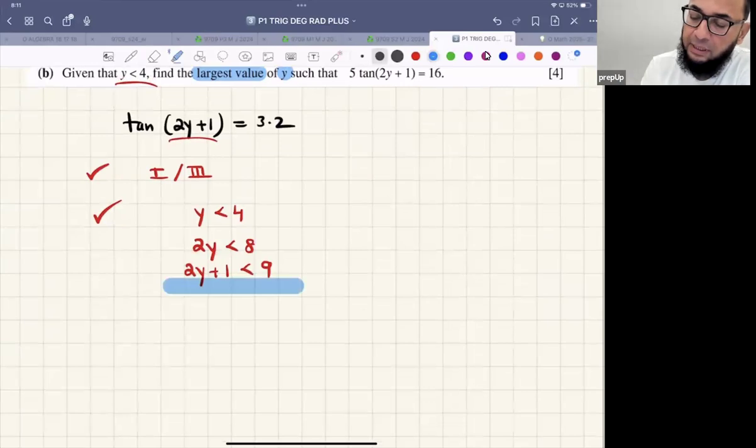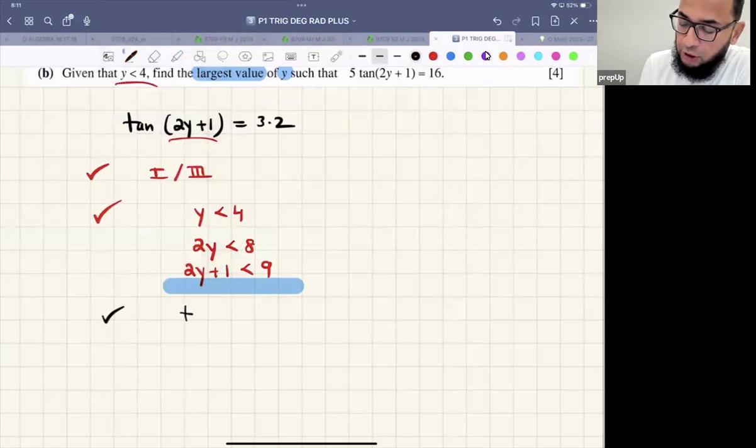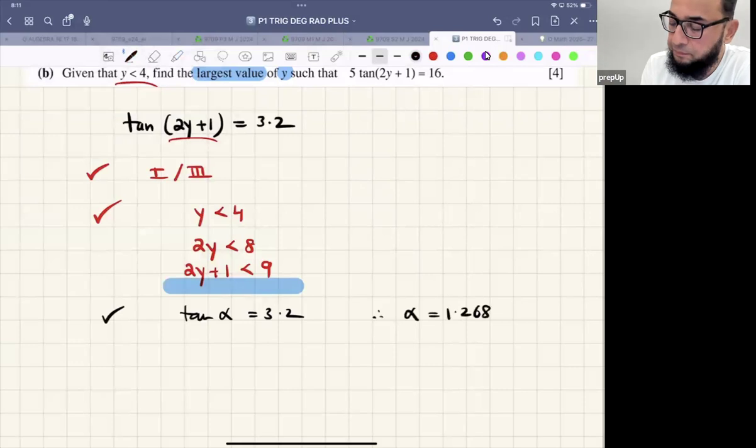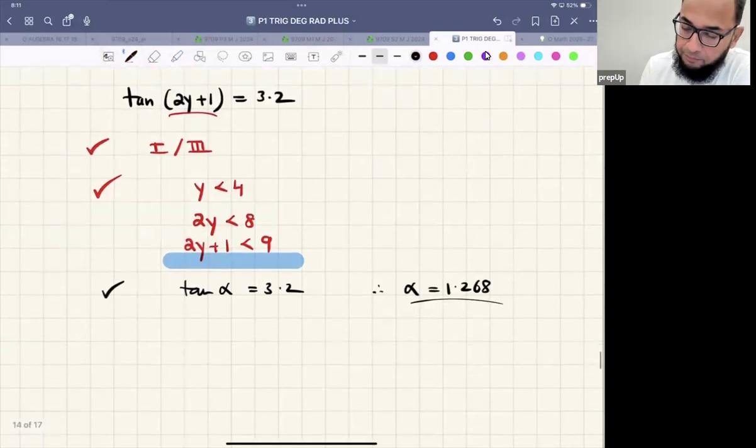Now, what's the next step? That is the calculation of the basic angle. So tangent of alpha is 3.2, shift, and then tan, and then 3.2. This comes out to be 1.2679. That is 1.268. So therefore, alpha is 1.268. That is the basic angle.